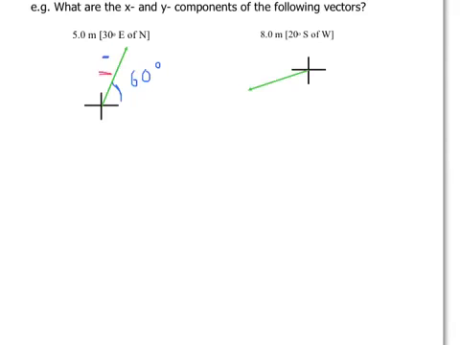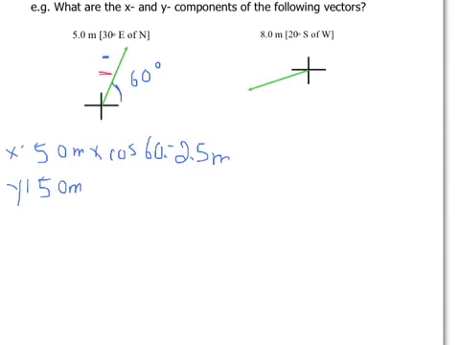Therefore, to find the horizontal component, remember we're going to use the cosine function. So the x component of this vector is 5 meters multiplied by the cosine of 60, which is 2.5 meters. And the y component of this vector is 5 meters multiplied by the sine of 60, which is 4.3 meters.